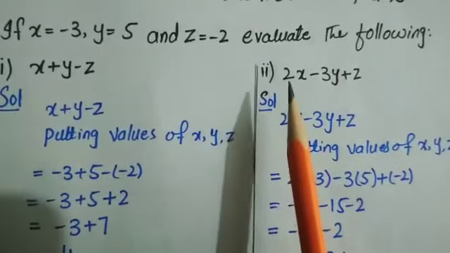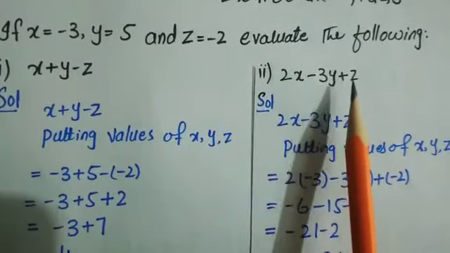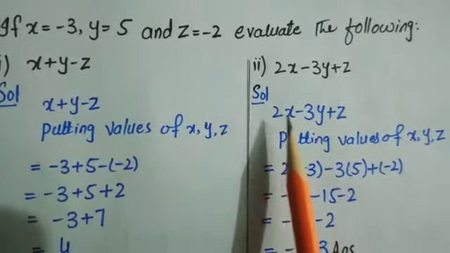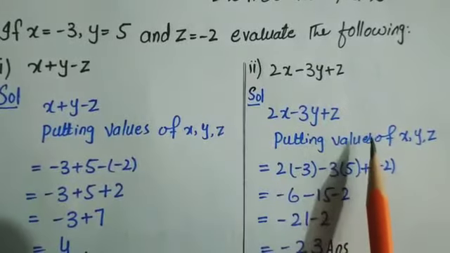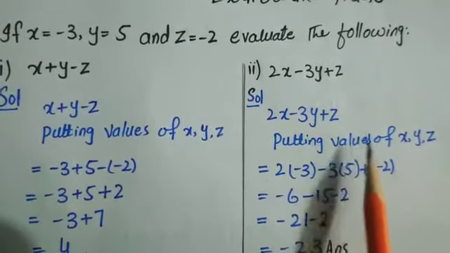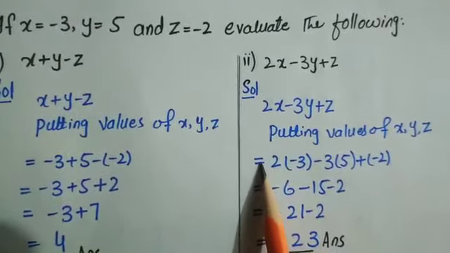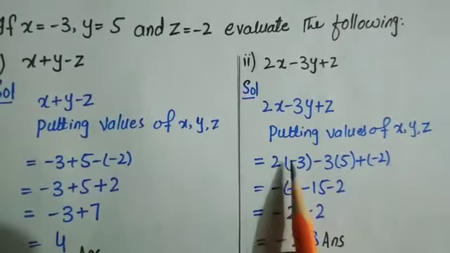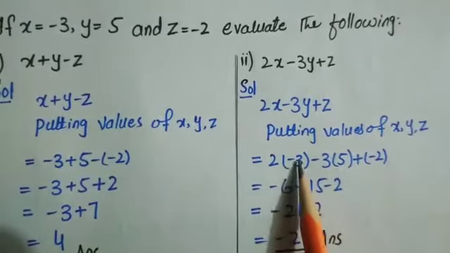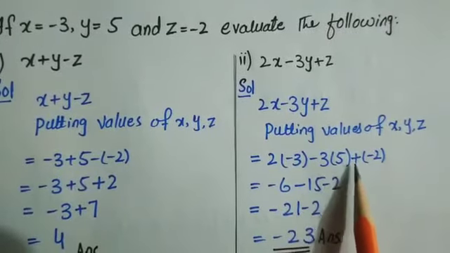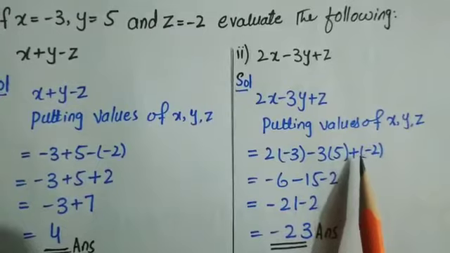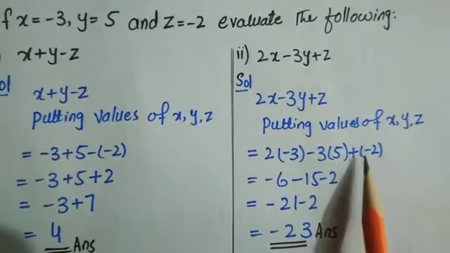Next part is 2x - 3y plus z. We write here solution. First we write as it is, and put the values of x, y, z. Further we write here the equality sign. 2 into -3, the value of x is -3, into 5, the value of y, plus the value of z is -2, written in bracket form.